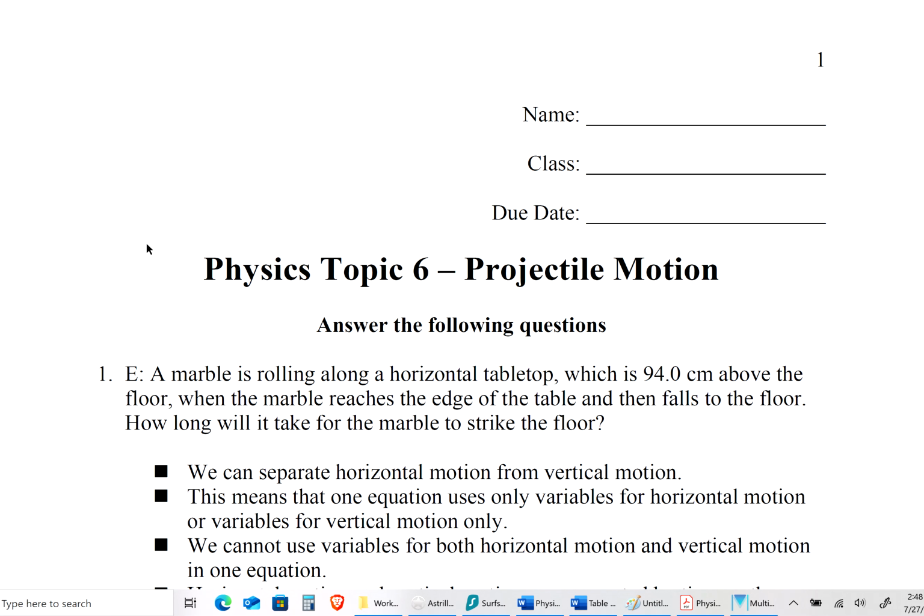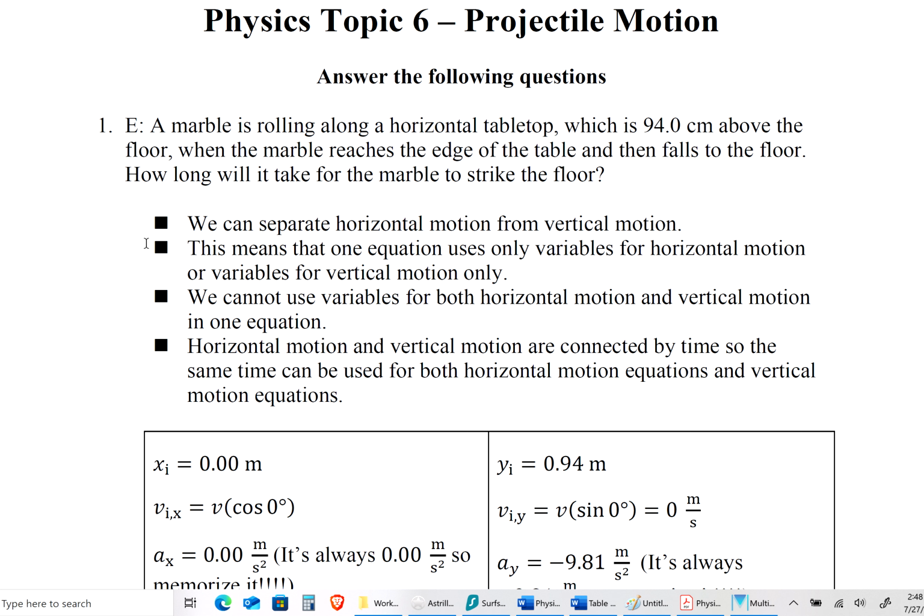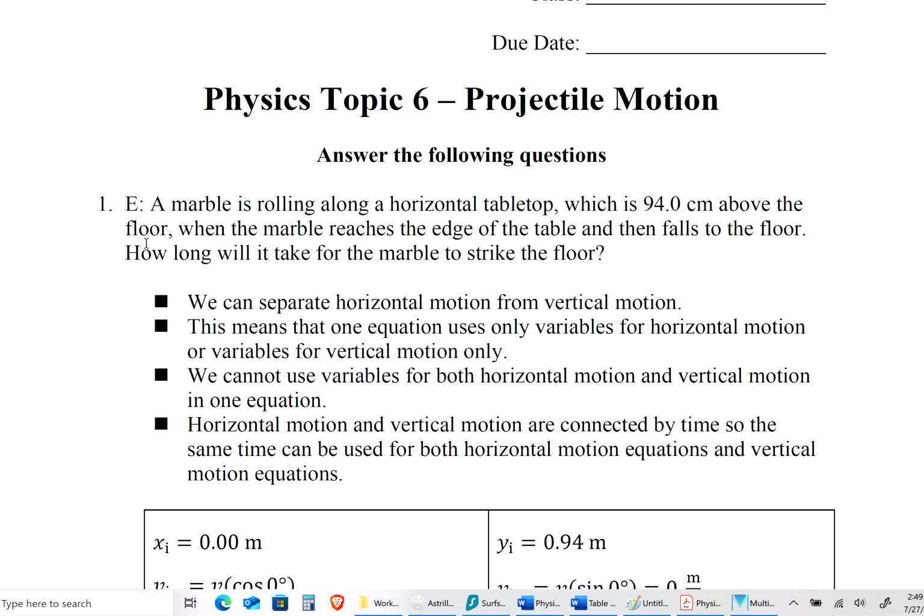This video is on projectile motion. Question 1. A marble is rolling along a horizontal tabletop, which is 94 centimeters above the floor, when the marble reaches the edge of the table and then falls to the floor. How long will it take for the marble to strike the floor? So there are some things you need to learn about projectile motion.